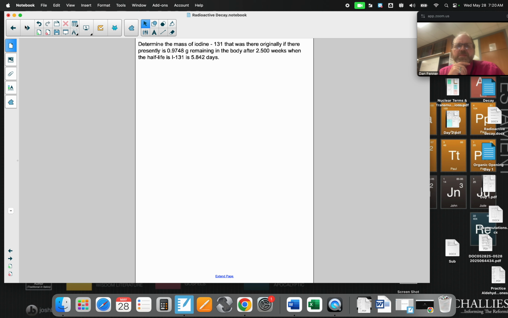All right, here we go. When we do that, we're going to solve for AO is AT over e to the minus KT. K is 0.1186 per day. We're going to convert 2.500 weeks into days, so that's 14.50 days. Multiply through, we get 7.767 grams.